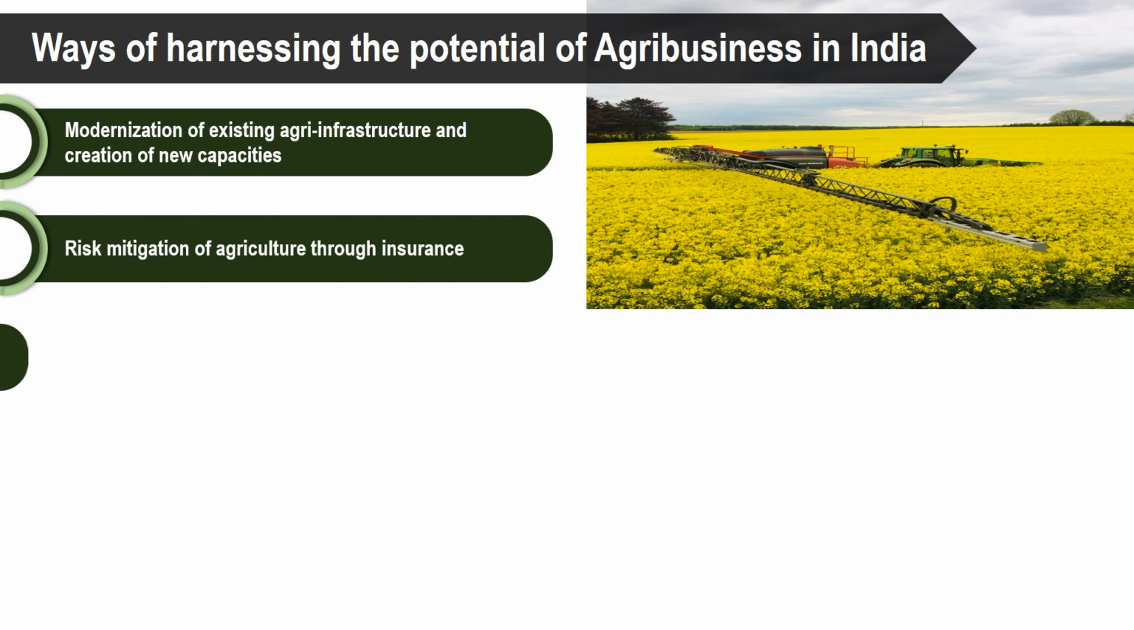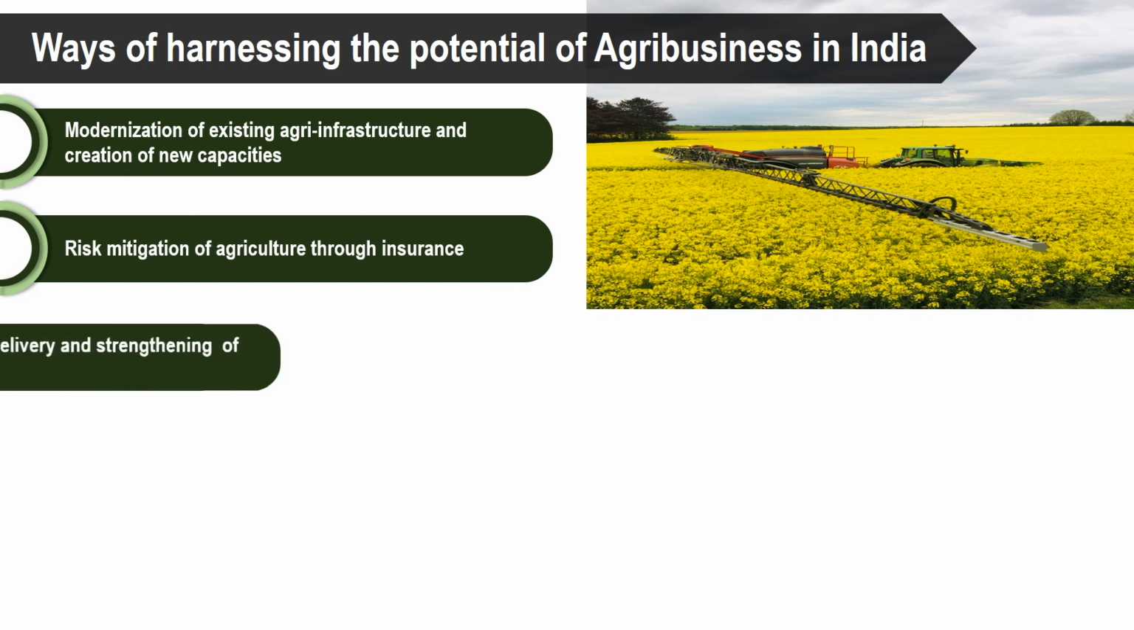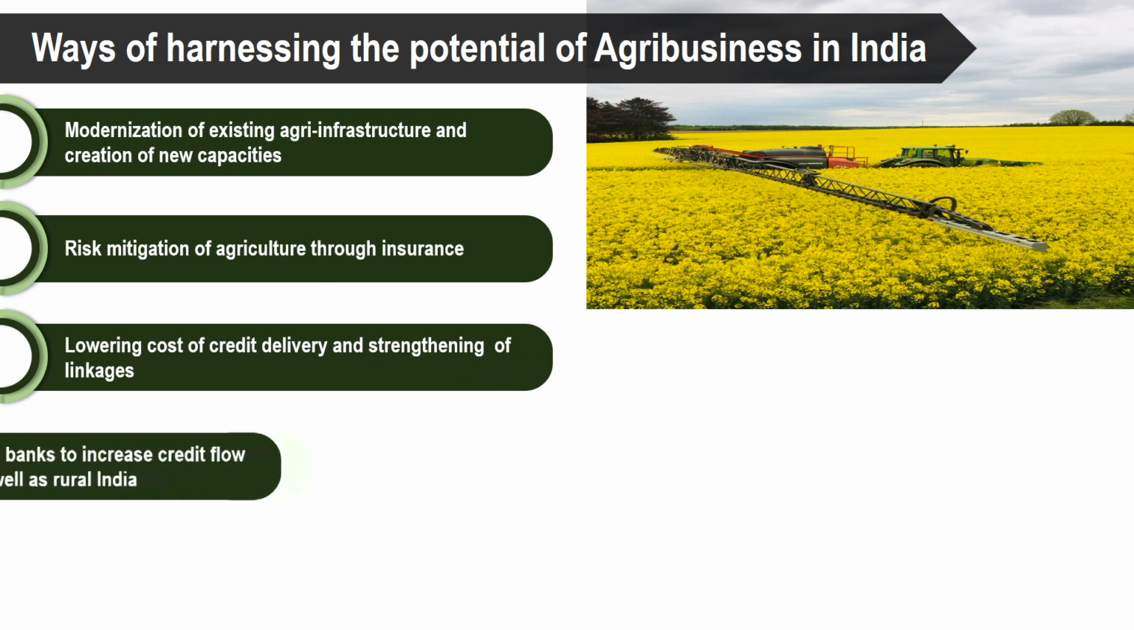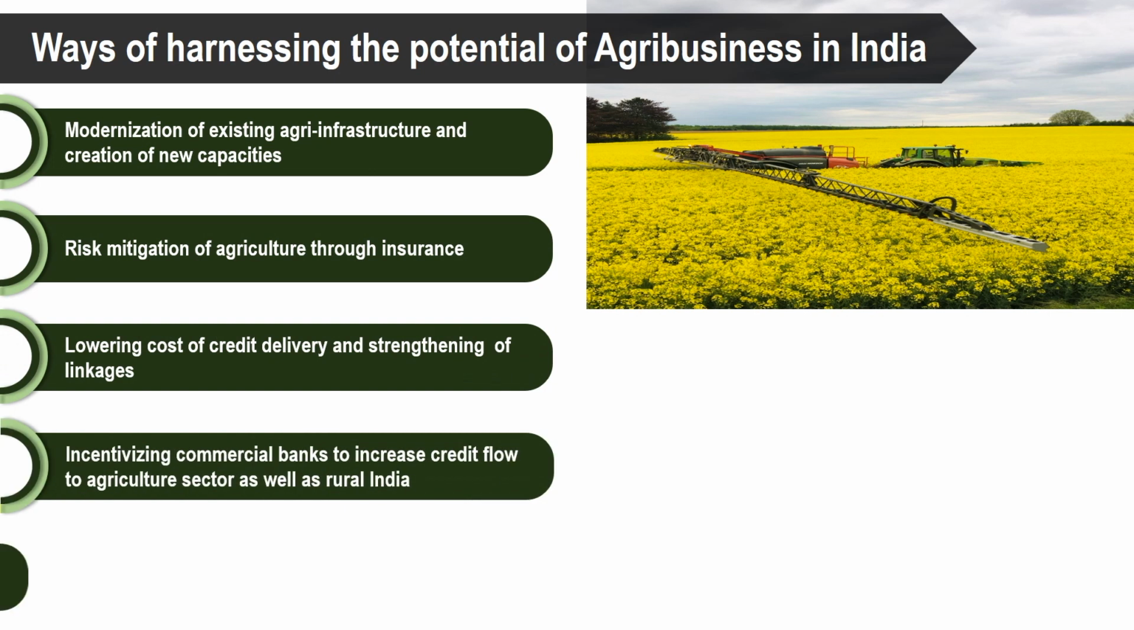Then risk mitigation of agriculture through insurance is something which is required, because agricultural produce, as we were discussing, is subjected to vagaries of nature, and insurance provides some security and people can diversify, people can take risk if they are insured. Credit delivery costs need to be reduced, so that more credit is available to agri businesses and they can move ahead in a positive way. Linkages, especially in terms of credit delivery, need to be strengthened. Commercial banks need to be incentivized to provide credit flow in the rural sector, in the agriculture sector.